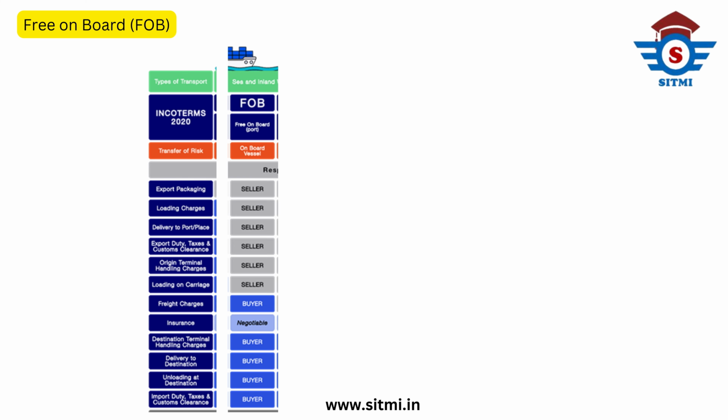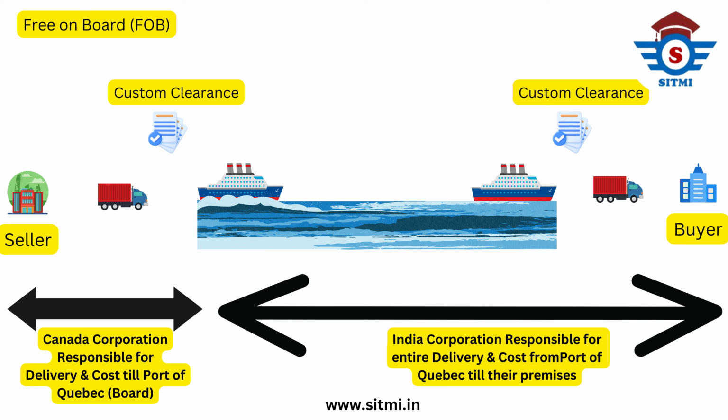In our example, Canada Corporation is responsible for loading the potatoes onto the ship at Port of Quebec and clearing them for export from Canada. However, India Corporation is responsible for all the costs and risks from that point onwards, which means from Port of Quebec. So, India Corporation takes responsibility that includes ocean freight, insurance, customs clearance, and import duties in India.